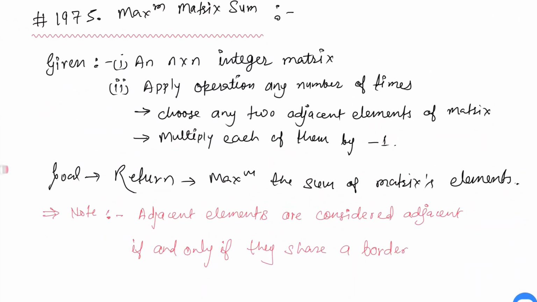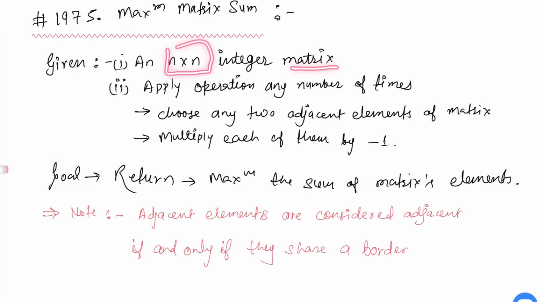Back. So in this video we are going to understand LeetCode problem number 1975. So 1975 is Maximum Matrix Sum. We have to return the maximum sum of matrix elements, but we have to maximize it. What is the question saying? Very first thing, we are given a matrix.